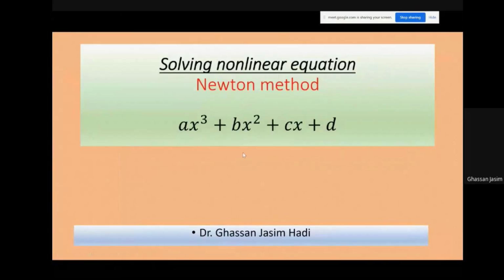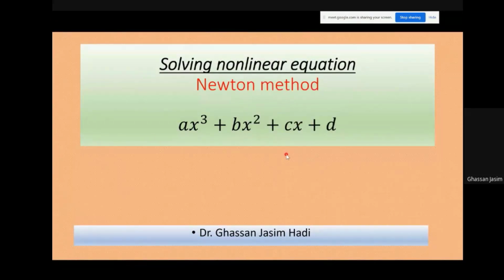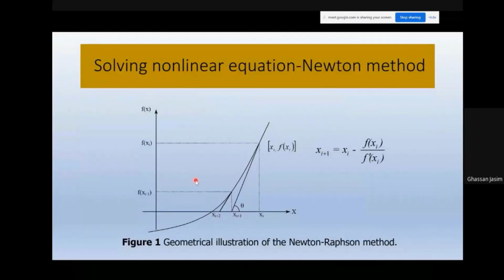Let's view. What's the technique of the Newton-Raphson method? This figure, I will explain it on another whiteboard to explain the theory, and then we will take an example.